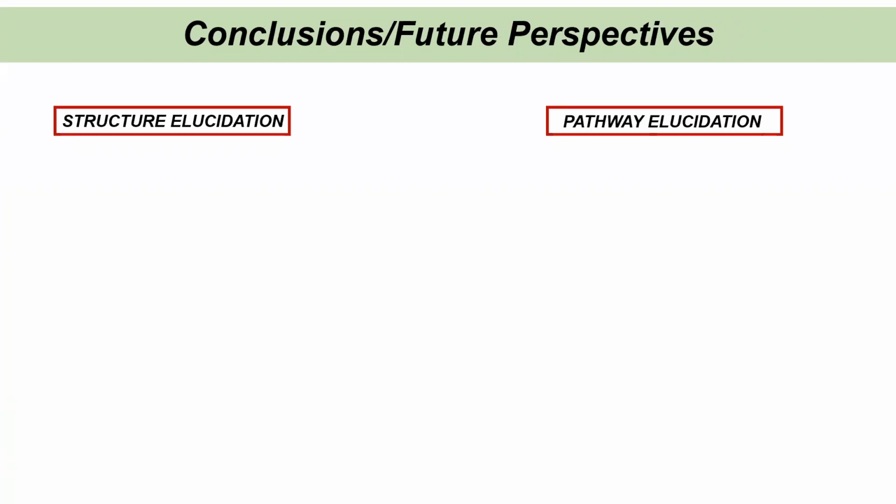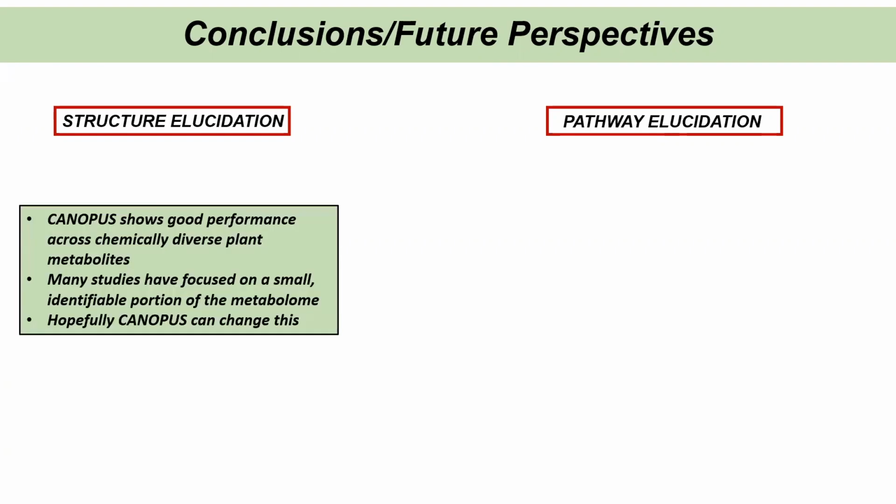So finally, I want to give just a really brief conclusion and future perspectives on these two different bottlenecks. I'm going to talk about structure elucidation. So we showed that CANOPUS had good performance across chemically diverse plant metabolites. I think this could be a game changer. Previously, many studies, when they're looking at how different plants are changing in metabolism in response to a certain condition, have focused on a small yet identifiable portion of the metabolome, potentially ignoring the other parts of the metabolome that might be most affected by this condition. Hopefully, CANOPUS can change this.